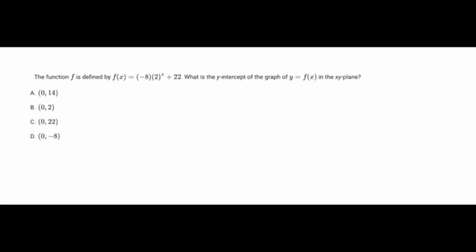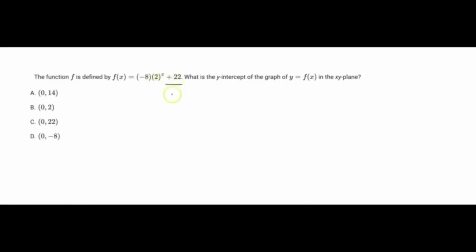The function f is defined as f of x equals -8 times 2 to the power of x plus 22. What is the x-intercept of the line y equals f of x in the xy plane? All right, so first off, the number that's probably jumping out at you is the plus 22, but don't fall into this trap. There's always that answer choice that they want you to pick, but it's really just a trick answer. So instead of jumping to conclusions, seeing this plus 22, everything else here is being multiplied and is dependent on x.